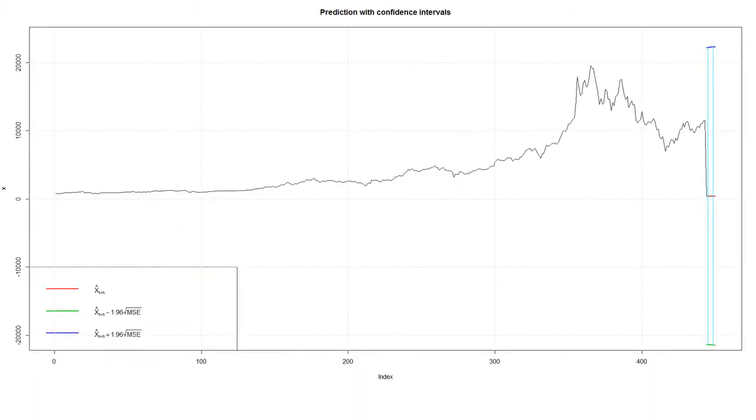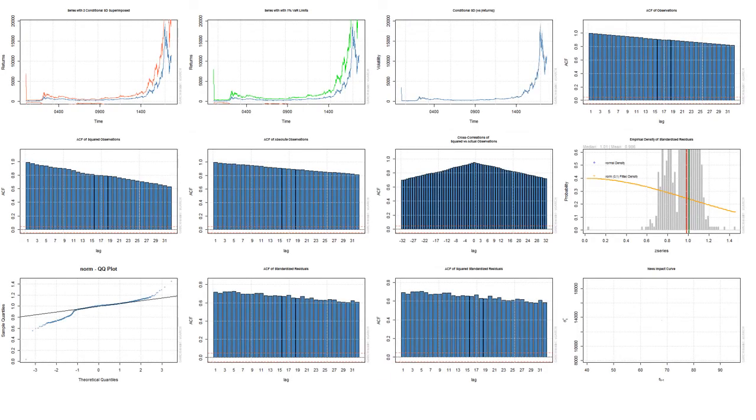Here we can see the prediction made by the model along with the upper and lower bounds based on the confidence interval. The actual value is in red and the upper and lower bounds can be seen in blue and green. There is a huge difference between the upper and lower bounds, which is due to the high volatility in variance of the series. The visualizations of the model show the predicted values against the actual data in the series, followed by the ACF and PACF plots for the squared observations and the residual analysis of the model.